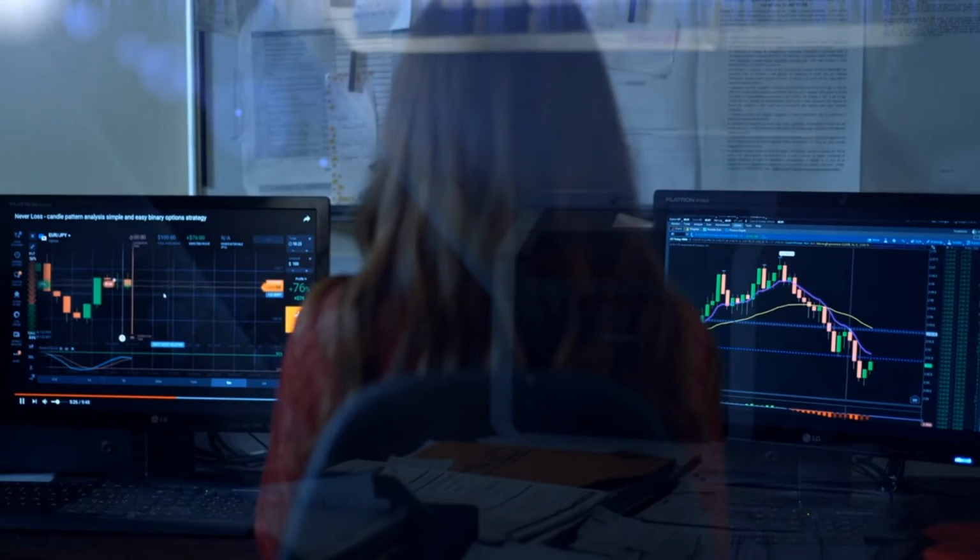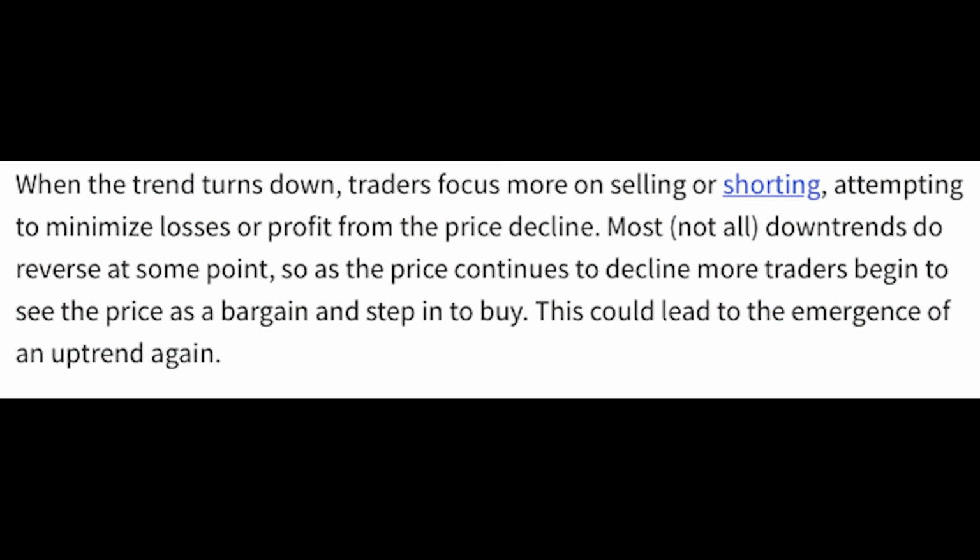When the trend turns down, traders focus more on selling or shorting, attempting to minimize losses or profit from the price decline. Most, not all, downtrends do reverse at some point, so as the price continues to decline, more traders begin to see the price as a bargain and step in to buy. This could lead to the emergence of an uptrend again.